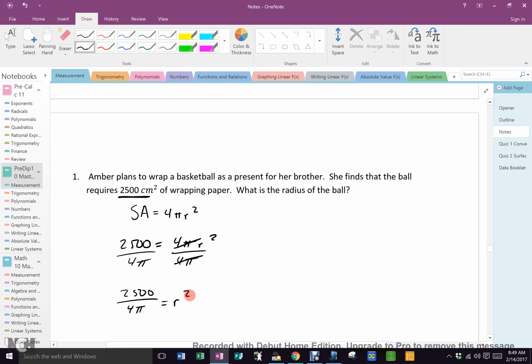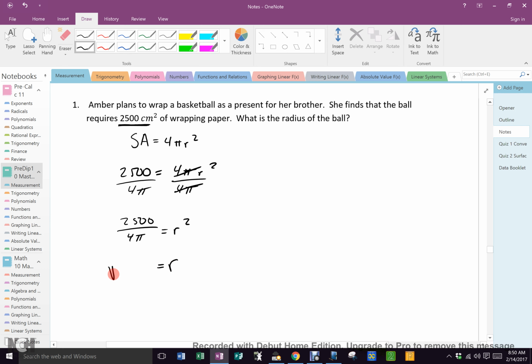Equals r squared. What do I do to get rid of a squared? What do I do at the end of Pythagoras? Square root. So what do I do here? Square root. Because even though it doesn't look like Pythagoras, it's the same thing, isn't it? And math, if you learn one thing in a math class with me, learn this. Looks don't matter. If there is something you do to solve a math problem, then no matter what the math problem looks like, you do that same thing. Right? So I'm going to square root both sides, and the answer is the square root of 2,500 divided by 4 pi. Barf!